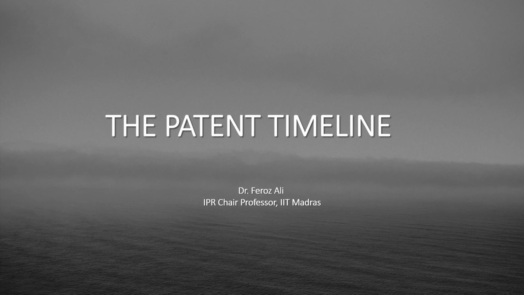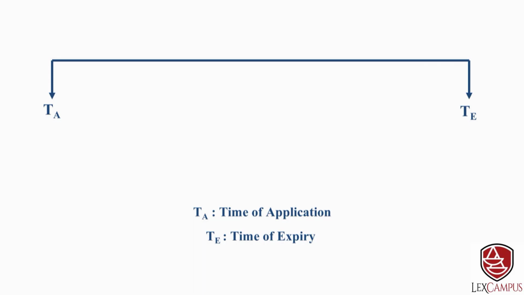To understand the Patents Act, we can look at the timeline of the grant of a patent. The timeline can be described in the form of a diagram. The starting point of the timeline is what we refer to as TA, that is the time of application of a patent, and the end point of the timeline can be explained as the time of expiry of the patent. So, the life of a patent is actually between these 2 points. It is between TA and TE.